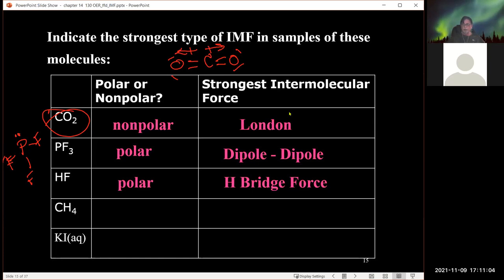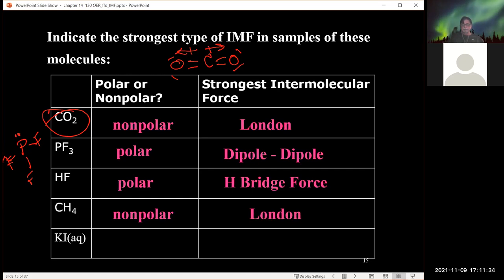Methane, CH4. If you do the Lewis dot structure, you get a tetrahedral configuration. Not only that, you have carbon-hydrogen bonds, and as we stated, any carbon-hydrogen bond is nonpolar. All four bonds are nonpolar, therefore we have a nonpolar molecule, and automatically the only force it has is the London forces.